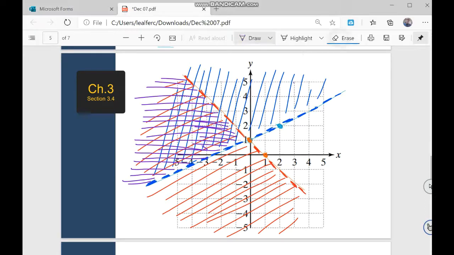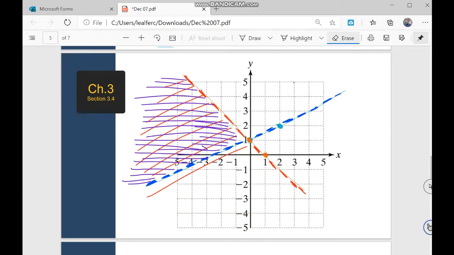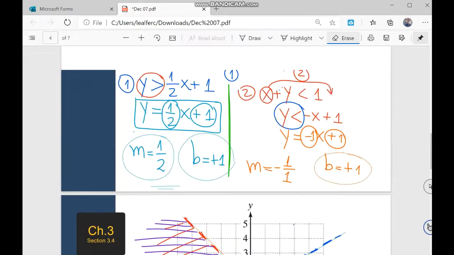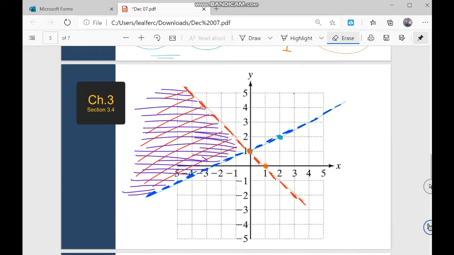I will erase here this blue shade and the red shade so you can see a bit better. So erase, okay. See, this is the result. This is the intersection between inequality y greater than 1/2 x plus 1 and x plus y less than 1. This is the result.